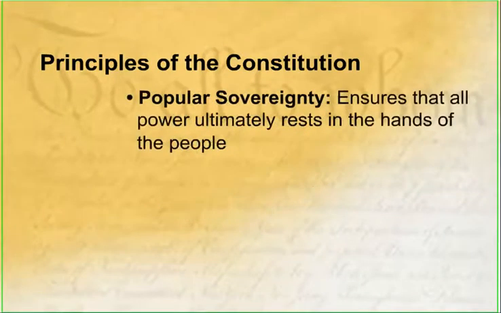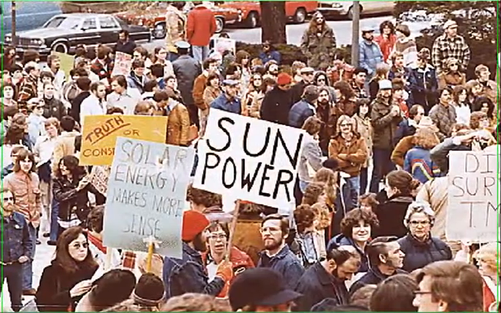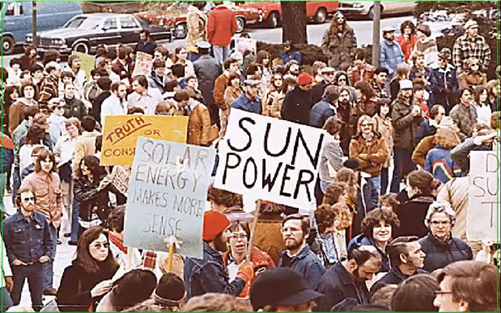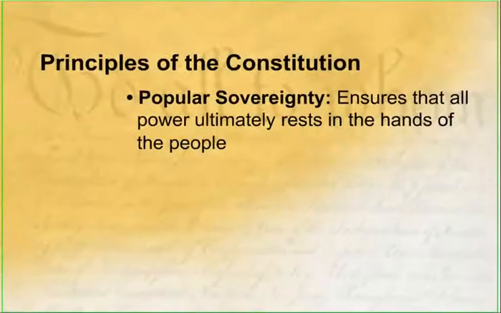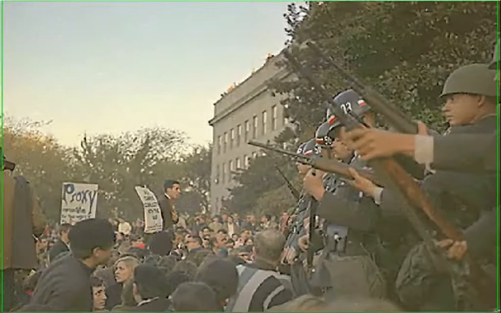One of these principles is popular sovereignty, which ensures that all power ultimately rests in the hands of the people. Because people give the government its power, it can only function with the consent of the people. Along the same lines, the principle of limited government states that government can only do things that the people give it the authority to do. Government cannot invade all areas of its citizens' lives.